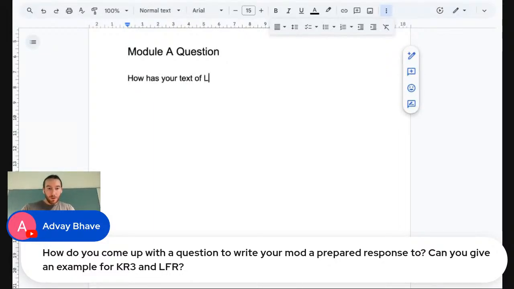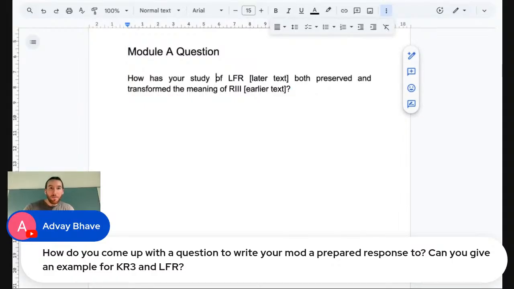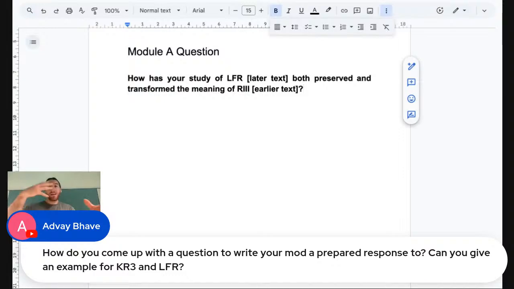How has your study of Looking for Richard, let's say the later text, let me give you the words here, both preserved and transformed, how has your understanding of... and you can apply this to anything, right? How has your study of Looking for Richard both preserved and transformed the meaning of Richard III? It's just a nice module question that captures the essence of the module, which is about meaning being transformed, but sometimes also preserved, and you understand things about the context better when you do a comparative study. So that's what I'd be looking at there.